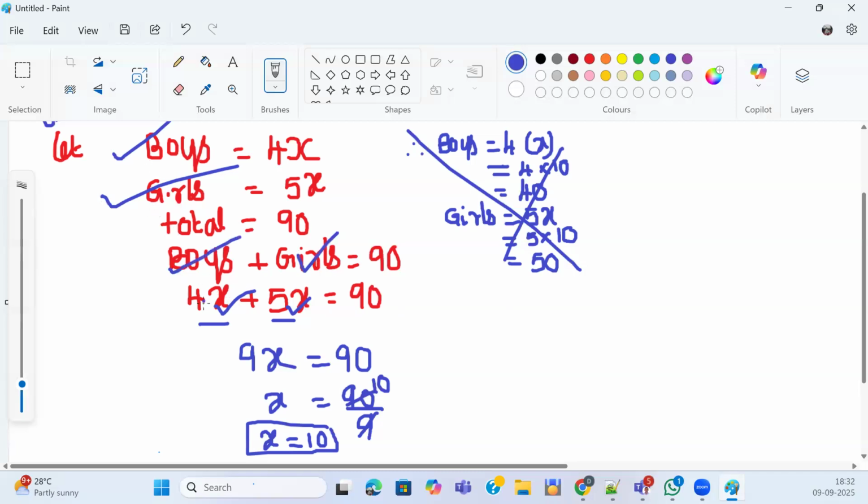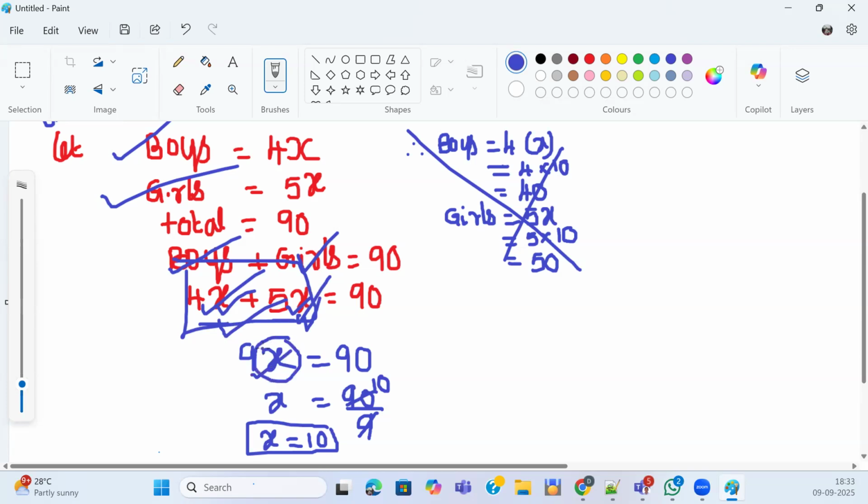Now, boys is how many? 4x. Girls, how many are there? 5x. Now tell me, these two are like terms or unlike terms? Like terms. Why are they called like terms? Because they have the same variables. Very good, excellent. So 4x plus 5x is what? 9x.